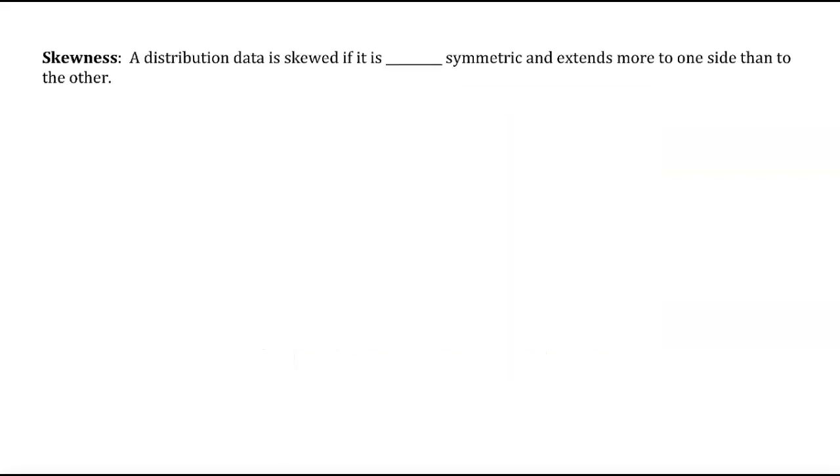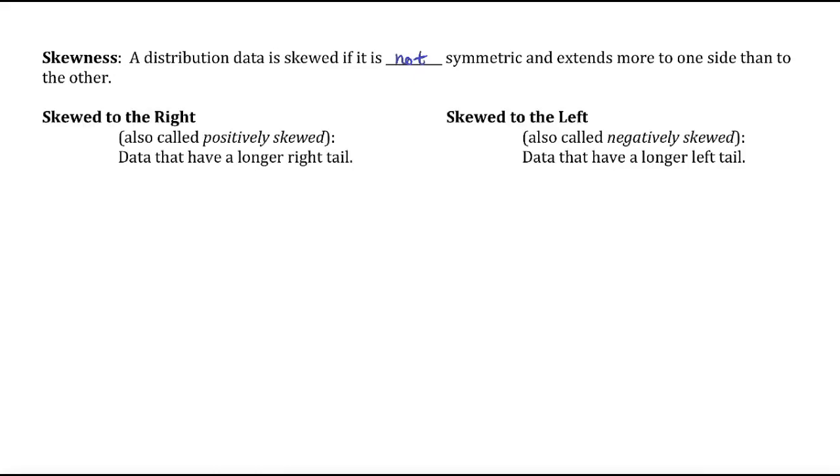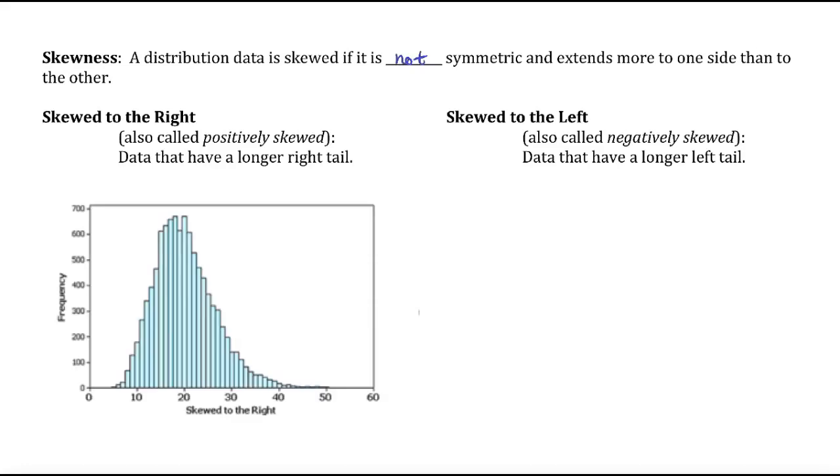A property that sometimes shows up with histograms is this idea of skewness. A distribution of data is skewed if it is not symmetric and extends more to one side than to the other. There are two types of skewness, skewed to the right and skewed to the left. Skewed to the right is also called positively skewed. It has a longer right tail. Notice that the distribution in this image takes on almost a bell shape, except that it tends to extend on to the right much more than it does to the left.